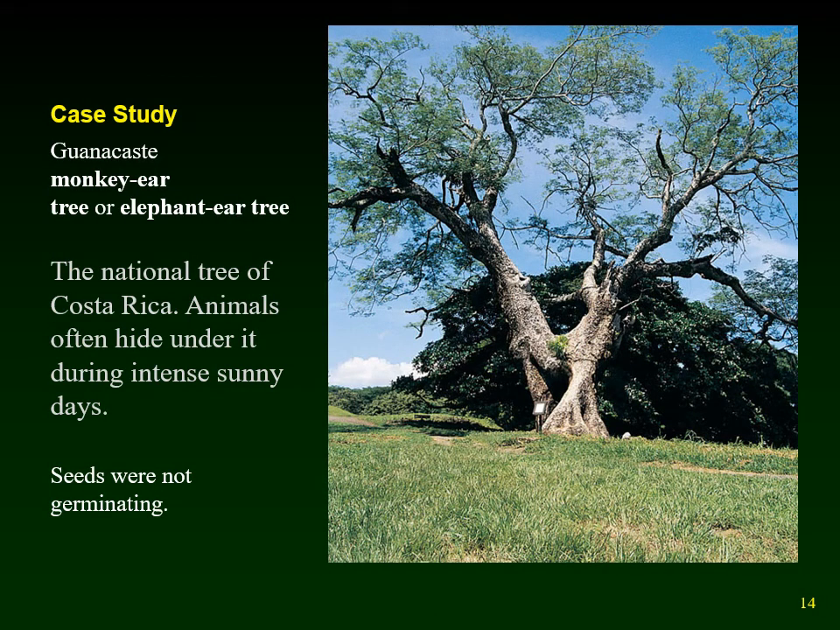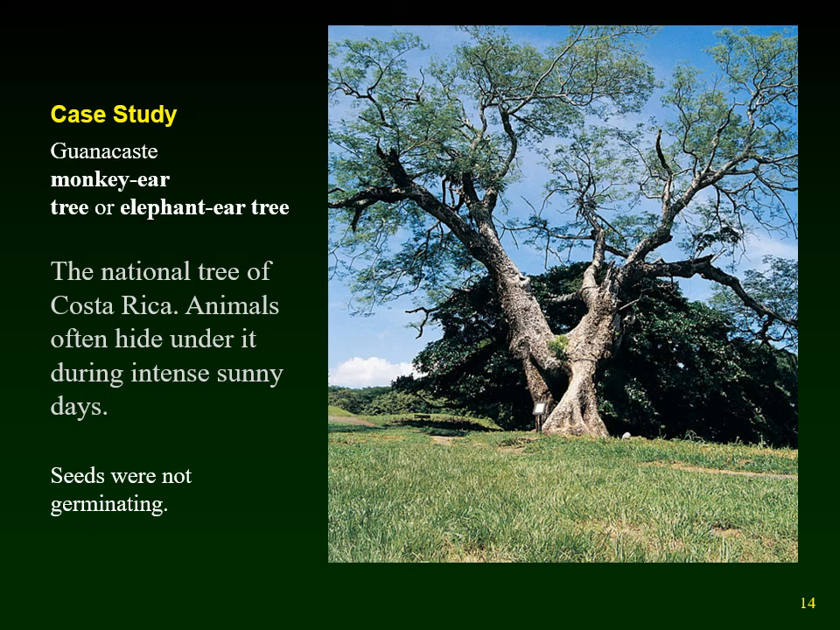Now, we like to think of the biomes as being something stable, something that's always the same, but we know that they do change. Species come and go, things happen. We see this now with climate change. We're seeing a lot of changes in a lot of the biomes. This is an example of the national tree of Costa Rica. This is the monkey ear tree or the elephant ear tree. It's a nice big shade tree, and they were finding that they were having difficulty keeping this tree going, that the seeds were not germinating from this tree.